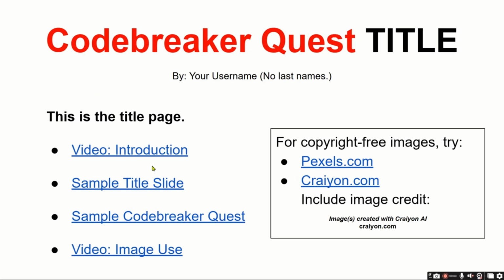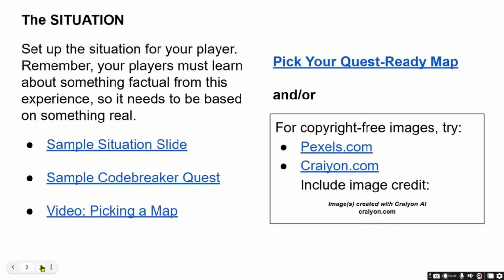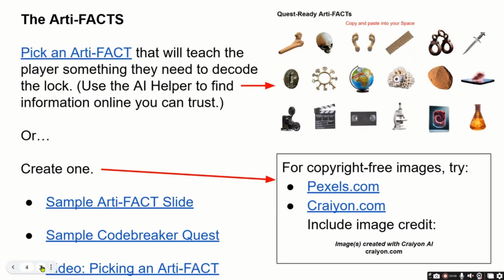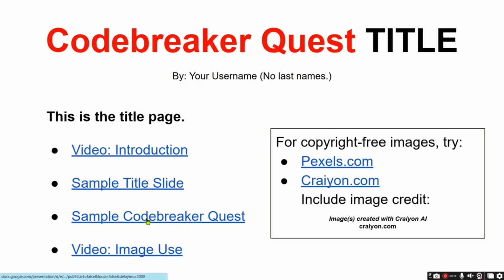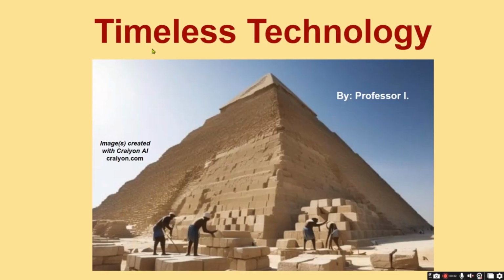Notice that there are a lot of videos and samples on every slide. All of these will be replaced by content you create. Let's take a look at the sample Codebreaker quest. It is called Timeless Technology, and you'll notice it's by Professor I, an alias I use to protect my identity since this quest will be published on a public website.